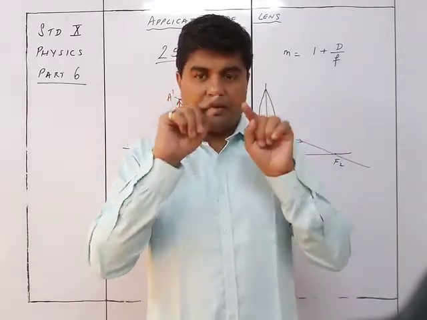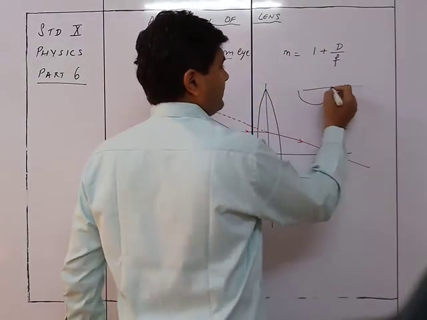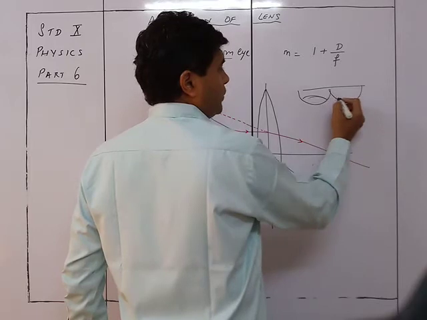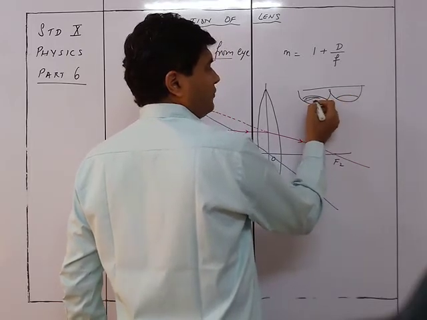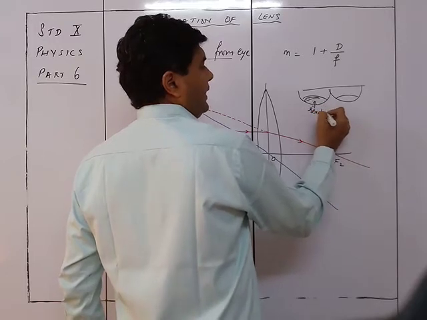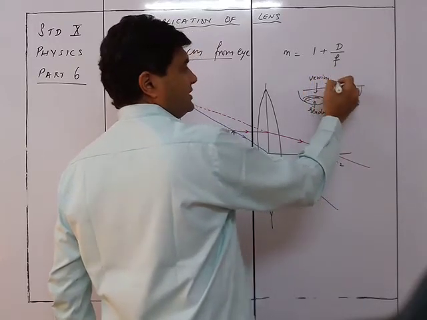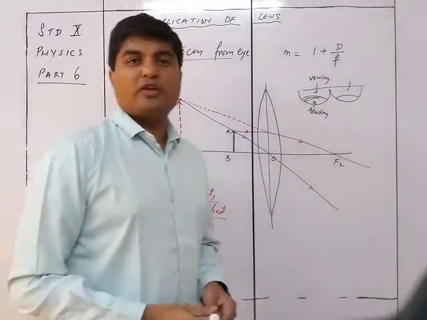Because of the glass over there, if this is the spectacle, then this much part over here will be thicker for reading. So this is for reading, and the upper part is for viewing distant objects. So that's called a bifocal.